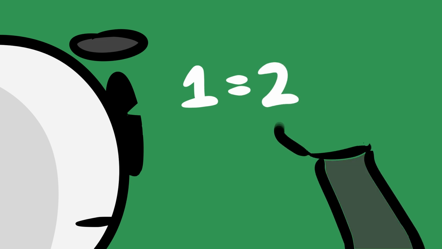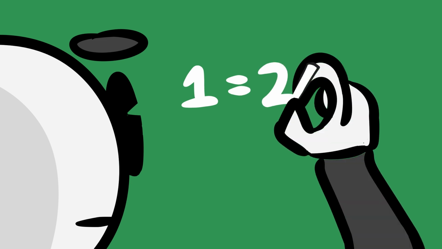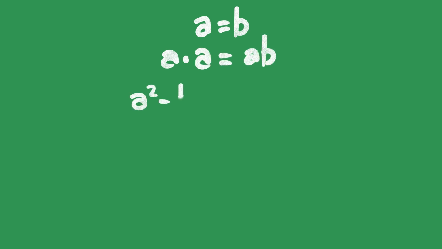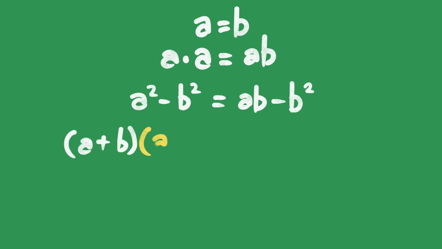If you accidentally divide by zero, you can prove things like 1 equals 2. Let's say a equals b. Now I multiply both sides by a. Then I subtract b squared. Then I factor each side.